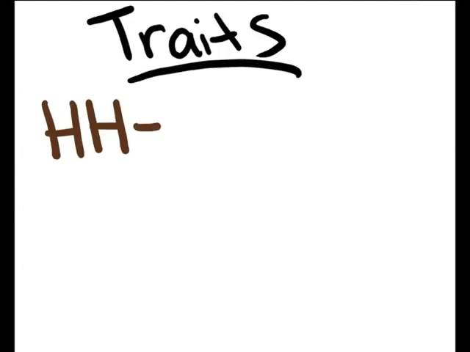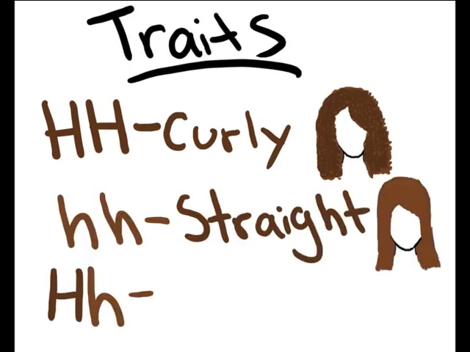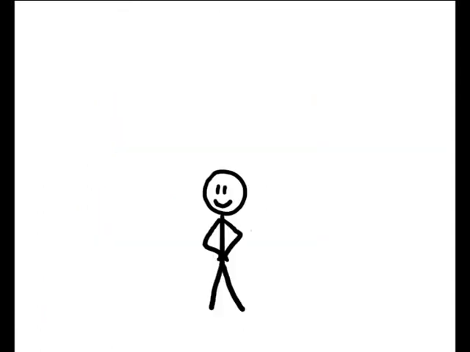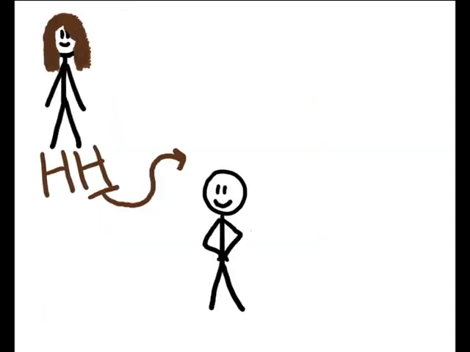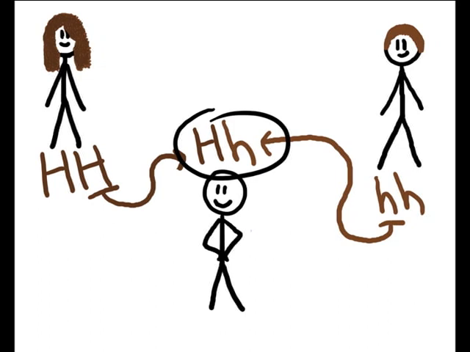Two capital H's is curly hair, two lowercase h's is straight hair, and a capital H and a lowercase h is wavy hair. So, if an individual inherits an allele from one parent with homozygous curly hair, and an allele from another parent with homozygous straight hair, then the individual would have the heterozygous genotype with a capital H and a lowercase h, and their phenotype would be in the middle of the curly and straight hair, so the hair of the individual would be wavy.